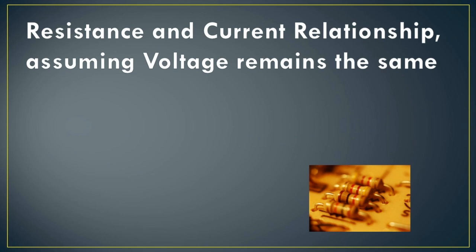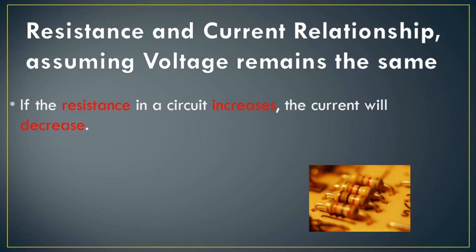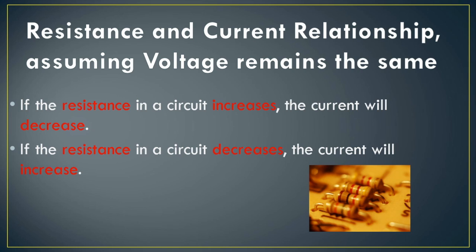Let's take a look at the resistance and current relationship, and let's assume that voltage now remains the same. Well, if the resistance in a circuit increases, meaning that it is harder for those electrons to move, the current will decrease. And that makes perfect sense because we just said that increasing resistance means that we are making it more difficult for those electrons to move. If it's more difficult for them to move, they're going to move slower. And that's why the current decreases. If we decrease the resistance now, meaning that we make it easier for these electrons to move, the current will increase.